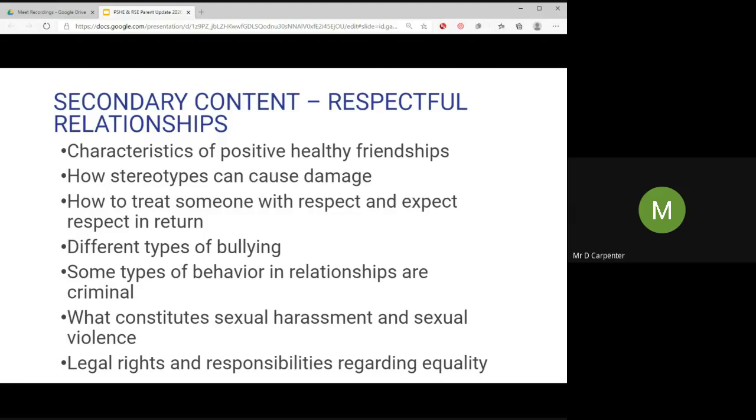Again, respectful relationships, the positive characteristics of a healthy friendship, how stereotypes can cause damage or harm, how to treat people with respect and expect respect in return, different types of bullying, behavior in relationships that can be criminal, what constitutes sexual harassment and sexual violence, and the legal rights and responsibilities that we all have regarding equality.